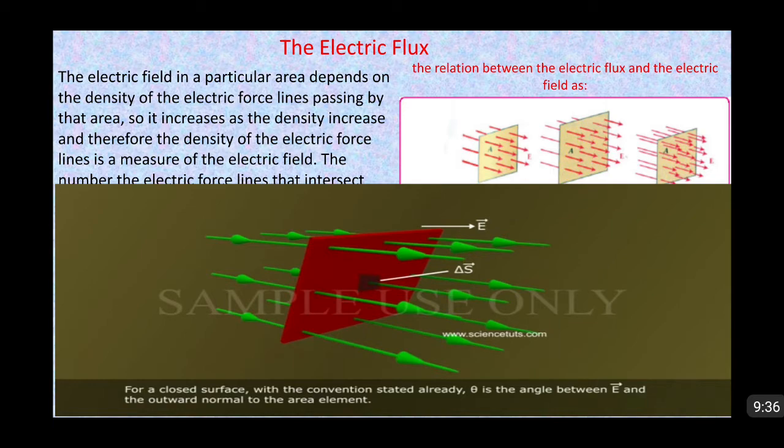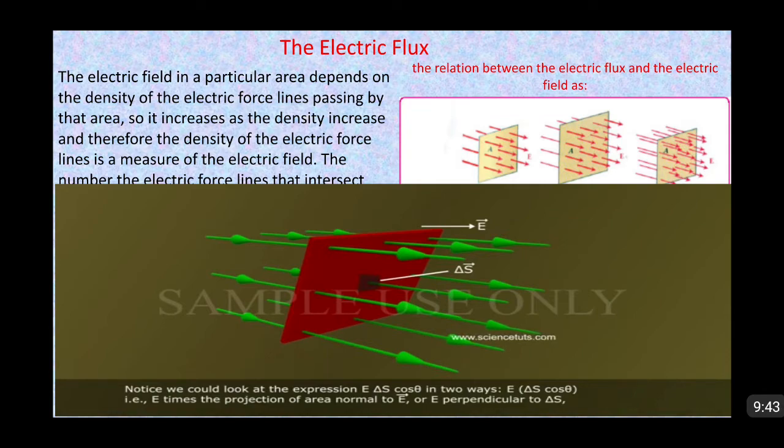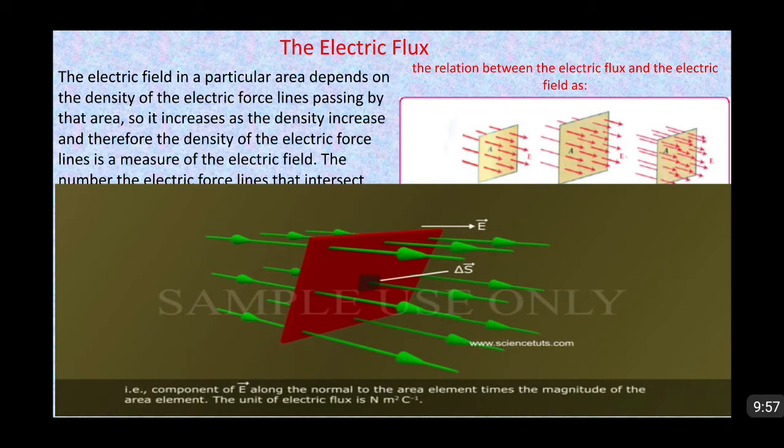to the area element. Notice, we could look at the expression E delta S cos theta in two ways. E delta S cos theta, that is, E times the projection of area normal to E bar, or E perpendicular to delta S, that is, component of E bar along the normal to the area element times the magnitude of the area element. The unit of electric flux is Newton meter square per coulomb.